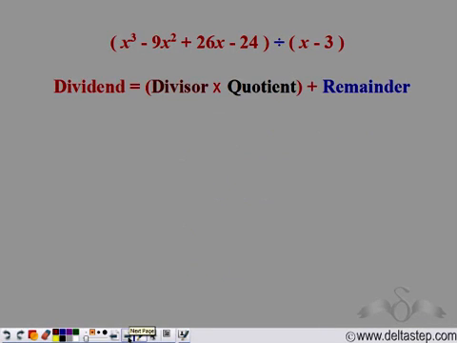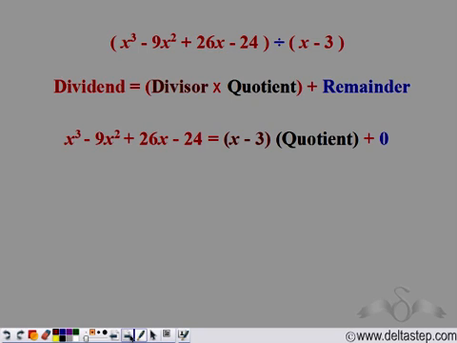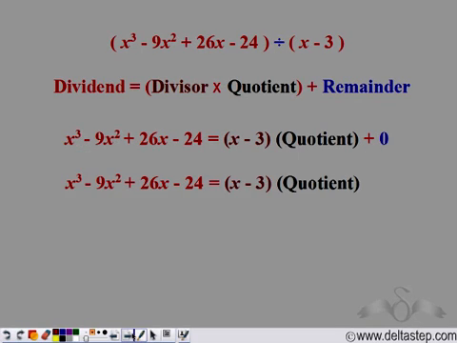We know this identity: dividend is equal to divisor into quotient plus remainder. So let us substitute this in place of dividend. This polynomial is the dividend, the divisor is x minus 3. We don't know the quotient as yet, but the remainder is 0. We have calculated the remainder using the remainder theorem. So the remainder is 0. This can be written as this dividend is equal to x minus 3 into quotient.